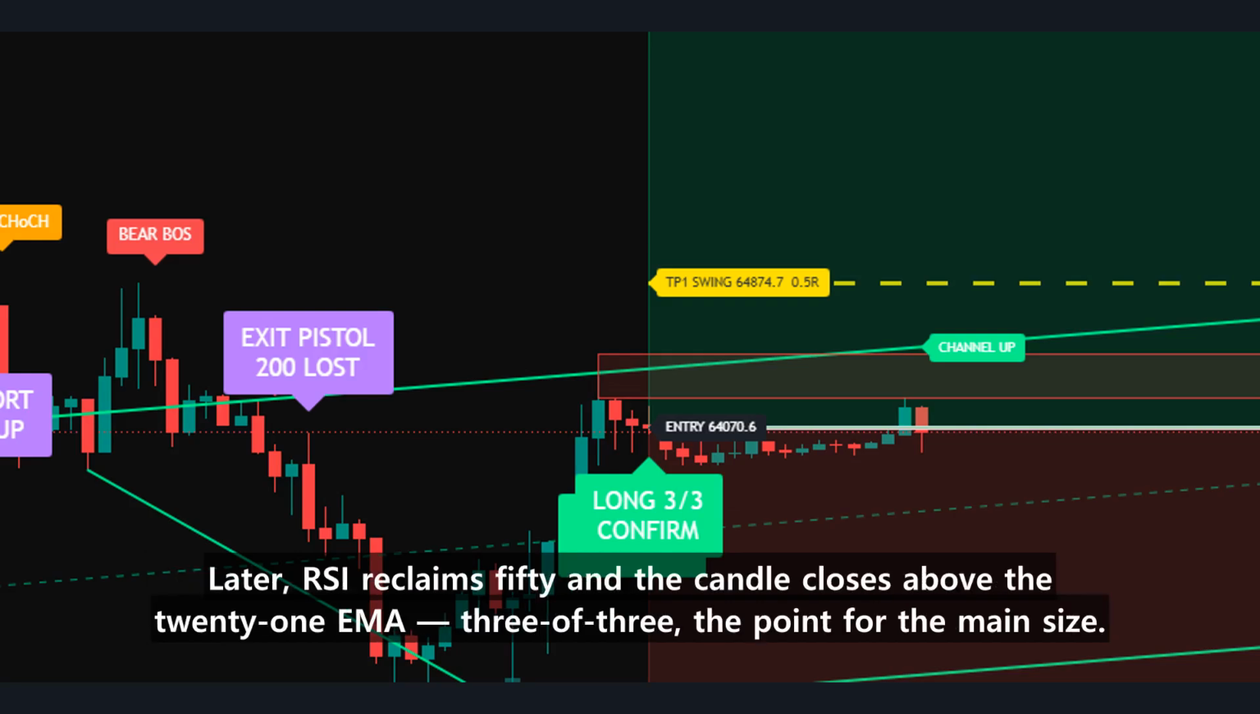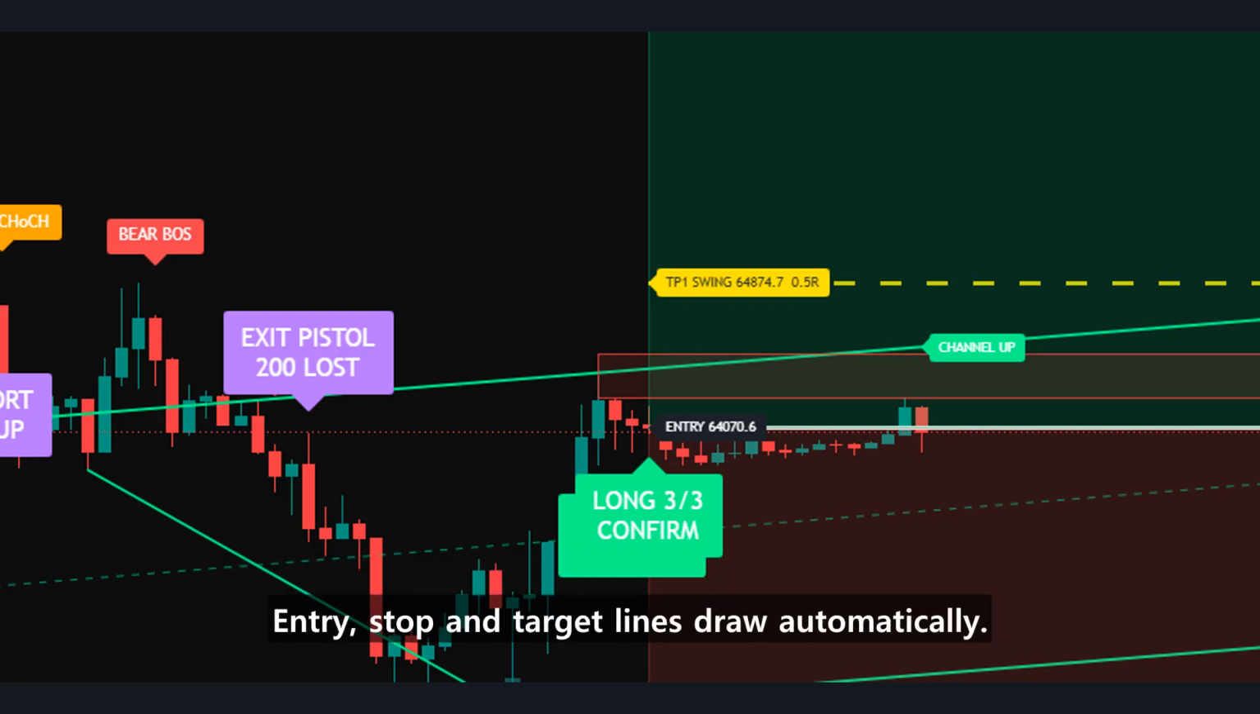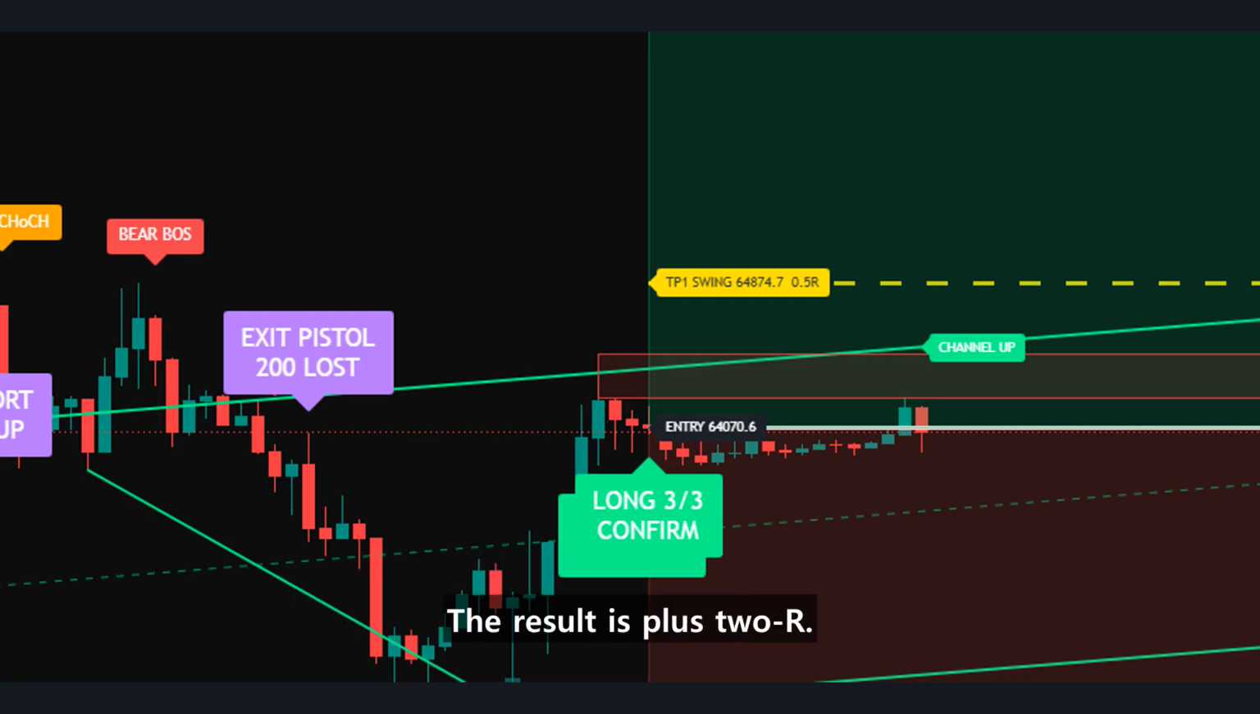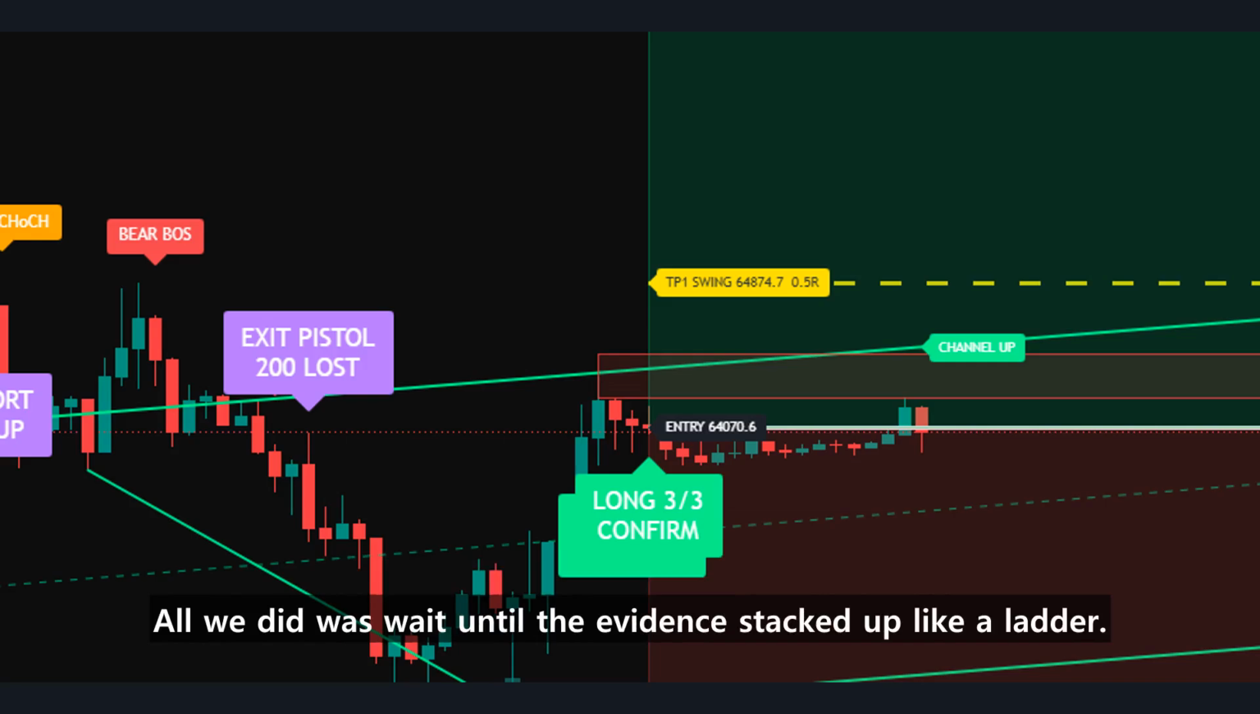Later, RSI reclaims 50, and the candle closes above the 21 EMA, 3 of 3, the point for the main size. Entry, stop, and target lines draw automatically. Book half at target 1, move the stop near entry, and carry the rest to target 2. The result is plus 2R. All we did was wait until the evidence stacked up like a ladder.